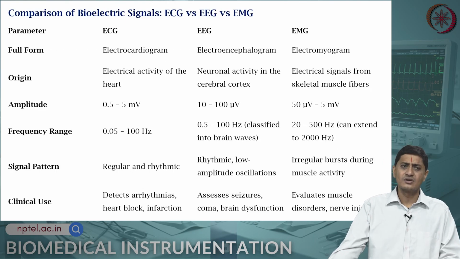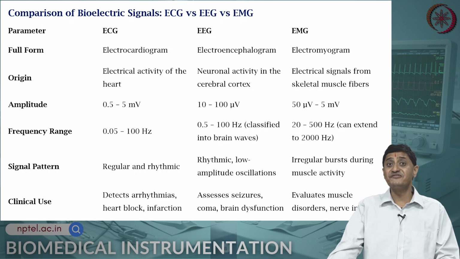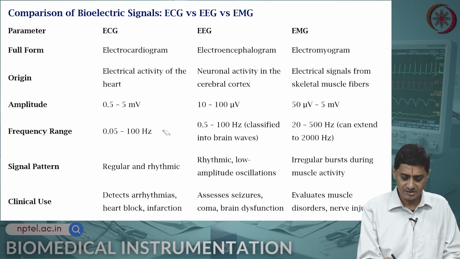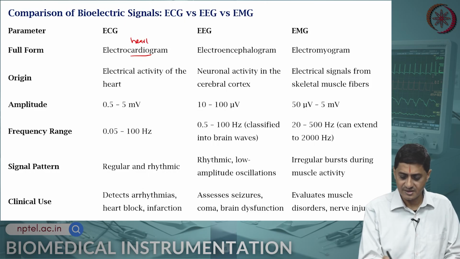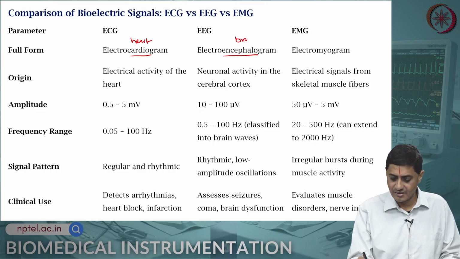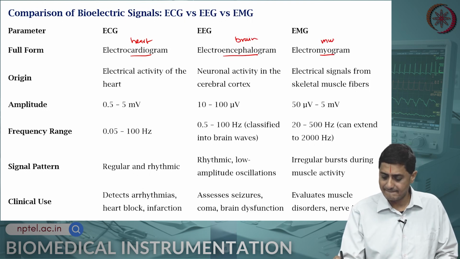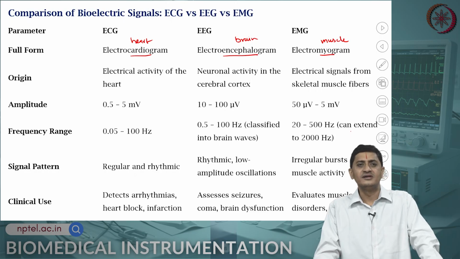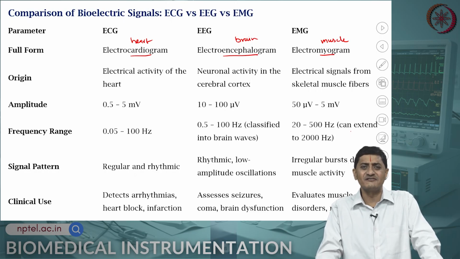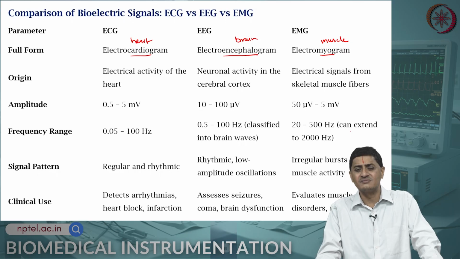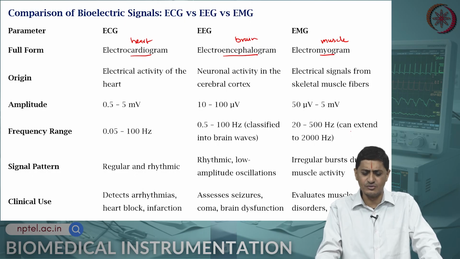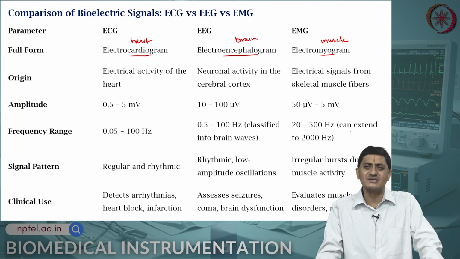What is ECG? Electrocardiogram. What is EEG? Electroencephalogram. Cardio means heart, encephalo means brain, myo means muscle. So, essentially in ECG you are interested in measuring the electrical activity of the heart. In EEG you are interested in studying the electrical activity of the brain or the cerebral cortex. Encephalo means, in this case, cerebral cortex. In EMG you are interested in studying the electrical activity of the skeletal muscles. By the way, the heart is also a muscle, which is a cardiac muscle.